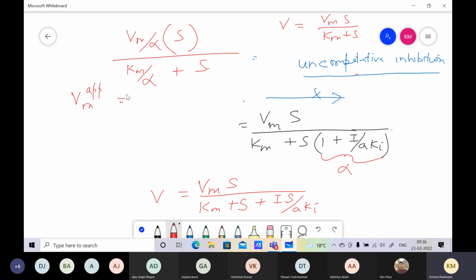So we have both Vmax apparent. We have now divided it by 1 plus alpha. And so we have both Vmax apparent is equal to Vm upon alpha, which is 1 plus I by Ki.